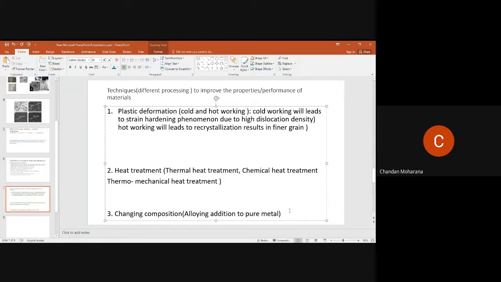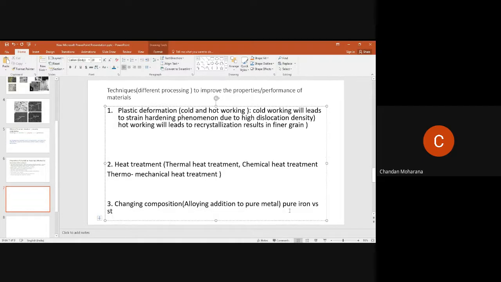Can anybody give me the best example here? Tell me quickly. A pure metal and steel. Right? Pure iron versus mild steel. I can write that. Pure iron is very soft, ductile, malleable. It has high formability, workability. But once you make mild steel, that means you are adding carbon into the iron, right? The strength will increase, the ductility will decrease, the toughness will increase. You understand now? So by changing the composition, you can change the properties of a material.